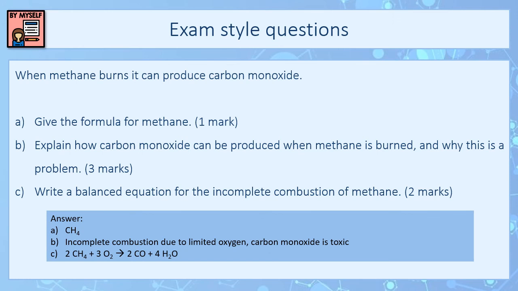The formula for methane is CH4. Carbon monoxide is produced when methane is burned when we have incomplete combustion. The reason we get incomplete combustion is if there's limited oxygen, and the danger of carbon monoxide production is that it is toxic. You must be specific there. You must either say toxic or poisonous. Don't use generic words like harmful. The balanced equation is shown at the bottom here, so you should be producing carbon monoxide and water as your 2 products.